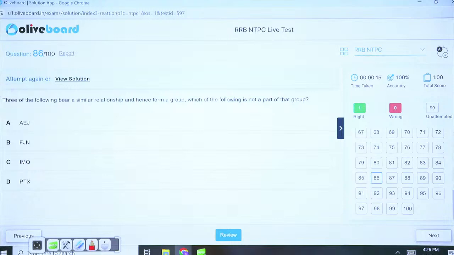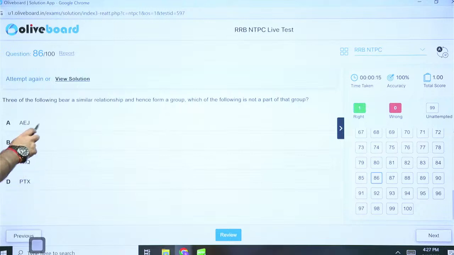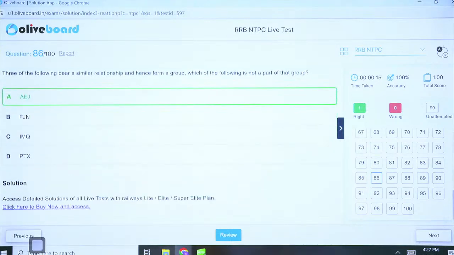Three of the following bear a similar relationship. 1, 5, 10: 1 plus 4 is 5, 5 plus 5 is 10. 6, 10, 14: plus 4, plus 4. 9, 13, 17: plus 4, plus 4. 16, 20, 24: plus 4, plus 4. So this is the only logic which is not following. We have plus 4, plus 5. Rest everything is plus 4, plus 4. So option A is the right answer. Then 87.